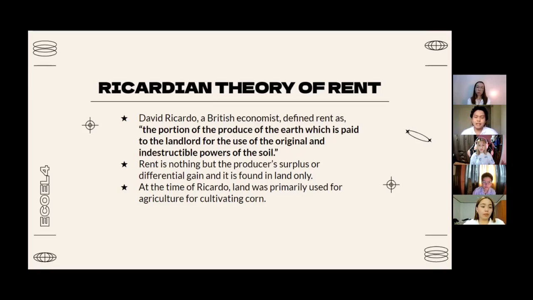David Ricardo was a British economist. He defined rent as the portion of the produce of the land which is paid to the landlord for the use of the original and indestructible powers of the soil. So the true economic rent is a payment for the use of land. It excludes the interest on the land's investment. Next slide, please.